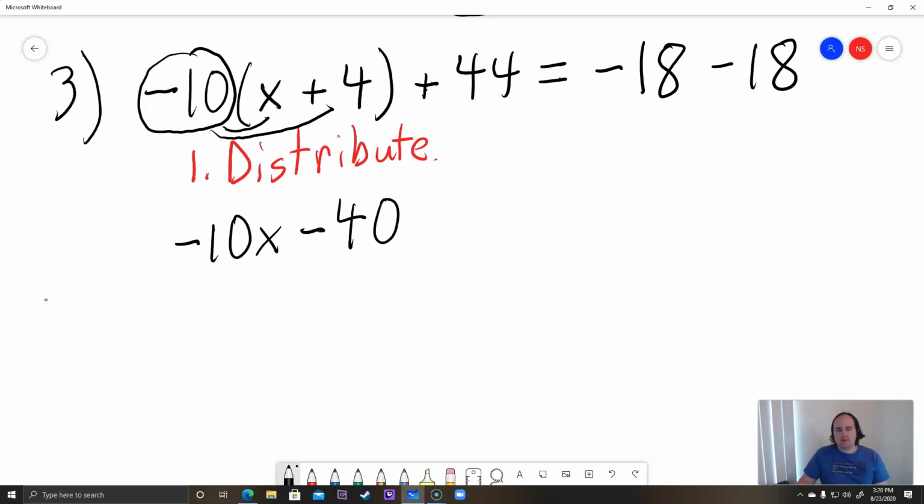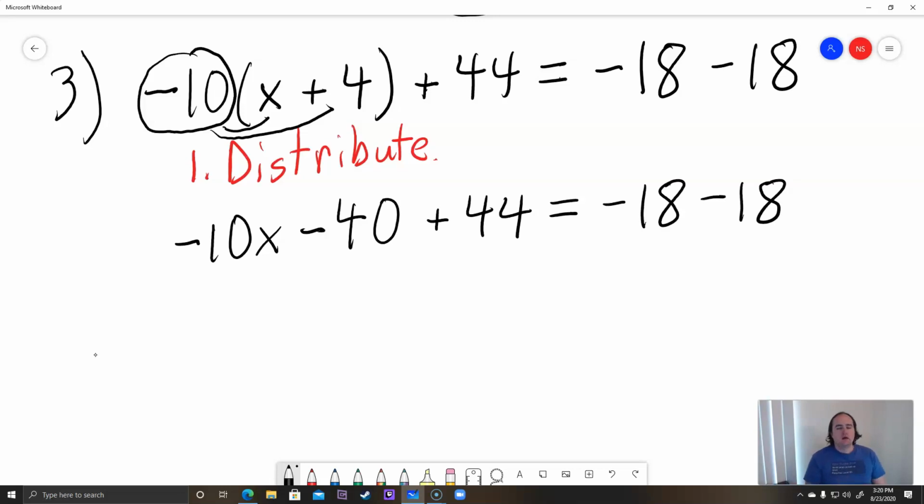Notice that I'm distributing the minus as well as the number. That's really important. So we get negative 10x minus 40. And then the rest of it just stays the same, so we still have a plus 44. And then on the right side, we have negative 18 minus 18.